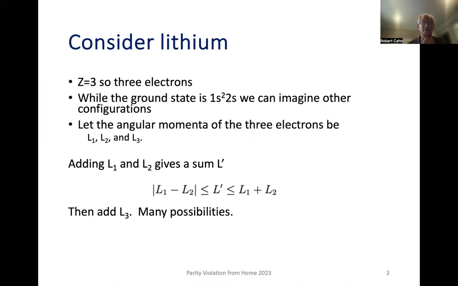Let's consider a lithium atom with 3 electrons. The ground state, of course, has 2 electrons in the 1s and 1 electron in the 2s. We can imagine excited states of lithium where the 3 electrons have any sort of angular momentum, L1, L2, and L3. If we combine L1 and L2, we get some sum, let's call it L prime, that lies between the maximum and minimum possible values. We add to that L3, we can get all kinds of possible total angular momenta.